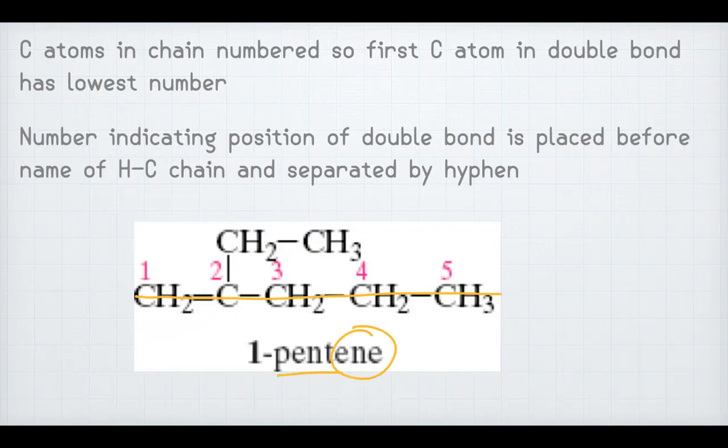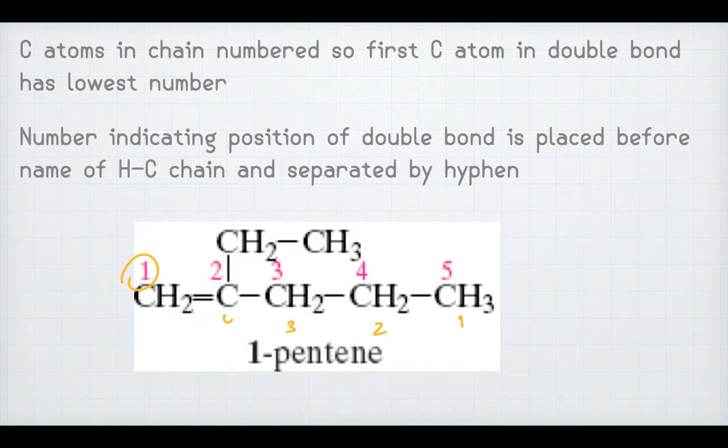And then the first thing that you do after identifying the parent chain is you have to number the chain so that the double bond has the lowest number. So obviously, for this example, you're going to start counting from this position number and not the other end. The other thing I want to point out is that the first carbon that contains the double bond is the number of the double bond.